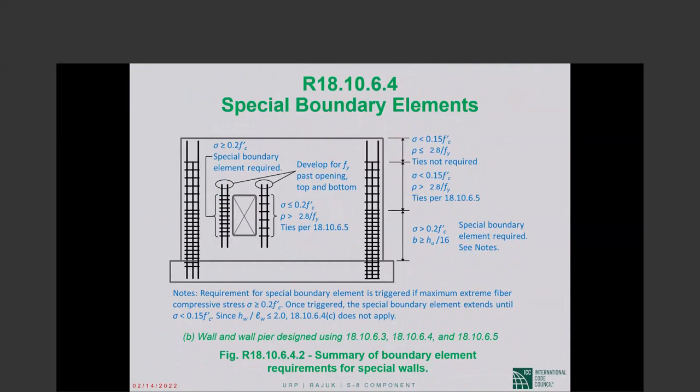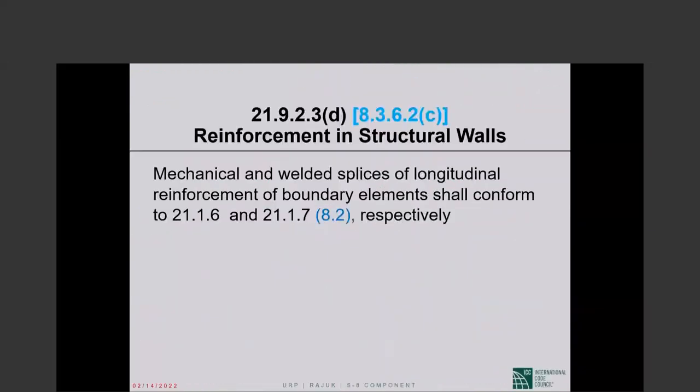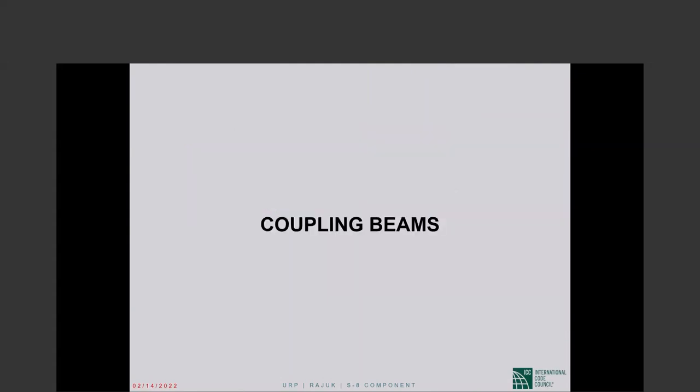The only point I wanted to make is the point I made. Okay. Now, mechanical and welded splices of longitudinal reinforcement of bounded elements shall conform to sections such and such.